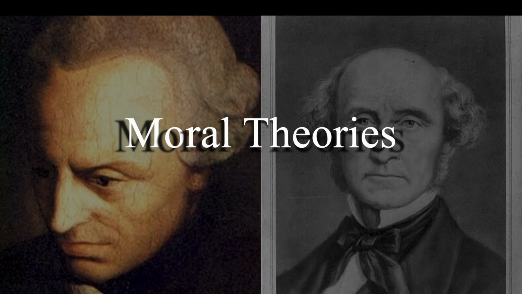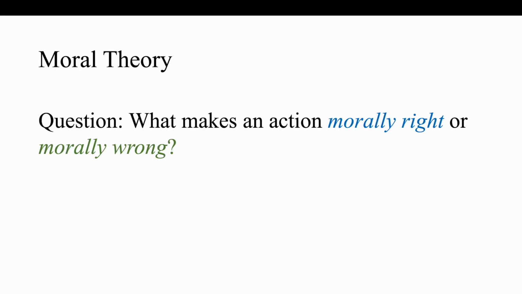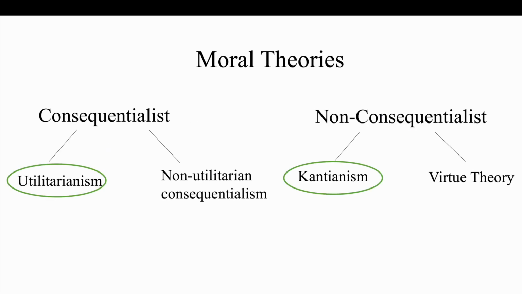Whatever your example is, I want you to step back and ask this question: what makes an action morally right, and what makes an action morally wrong? Is there anything general that we can say about the difference between right actions and wrong actions? We're going to look at a couple of moral theories today. Broadly, we can distinguish between consequentialist moral theories and non consequentialist moral theories.